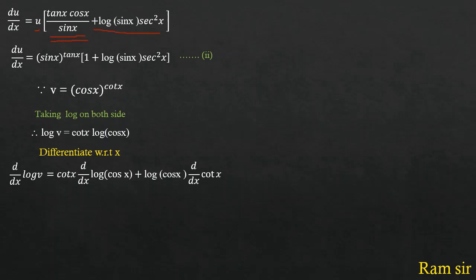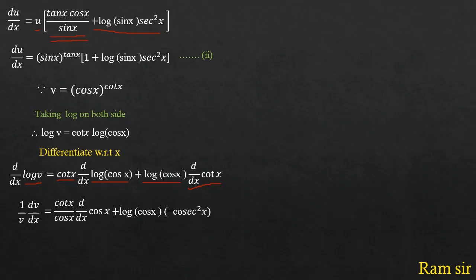So you apply u into v: cot x as it is, derivative of log of cos x. Now log of cos x as it is, derivative of cot x. So the derivative of log v is 1 upon v into dv by dx, plus cot x as it is, the derivative of log is 1 upon cos x into d by dx of cos x. Because of log, the derivative comes in the denominator, and then multiply by the derivative of itself, that is cos, plus log of cos x as it is and the derivative of cot x. So be careful, the derivative of cot x is minus cosec square x. So overall we get plus log of cos x multiplied by minus cosec square x.